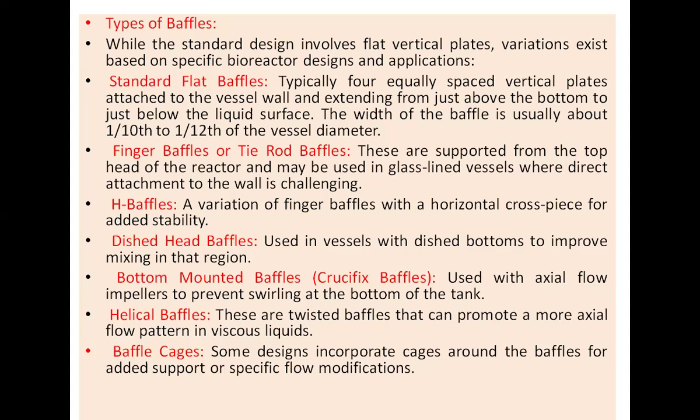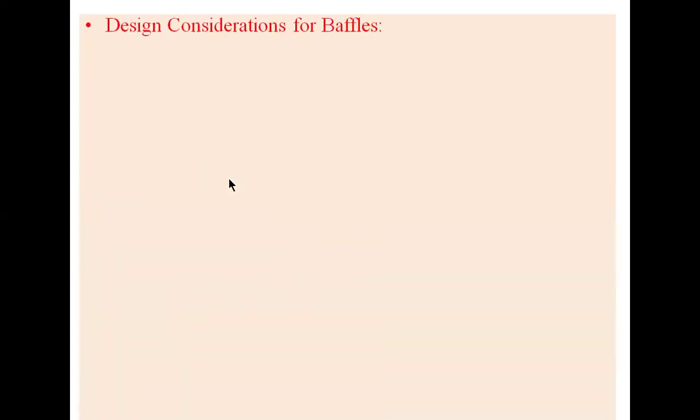Then coming to another type of baffles, baffle cages. Some designs incorporate cages around the baffles for added support or specific flow modification. Another type is integral baffles. These are built into the vessel wall design itself. So these are some of the different types of baffles which we come across in the fermenter vessel.